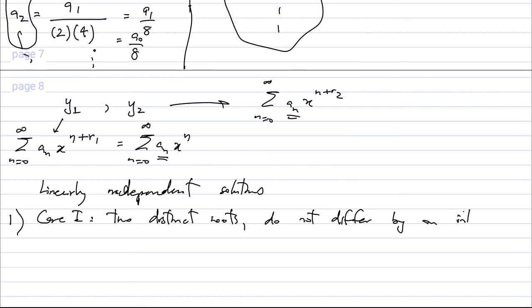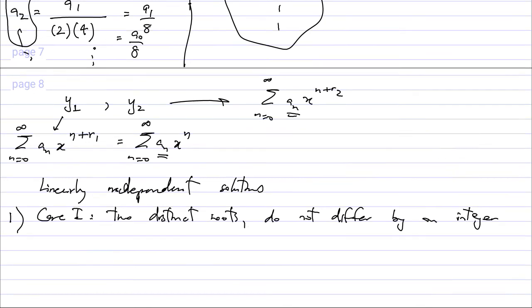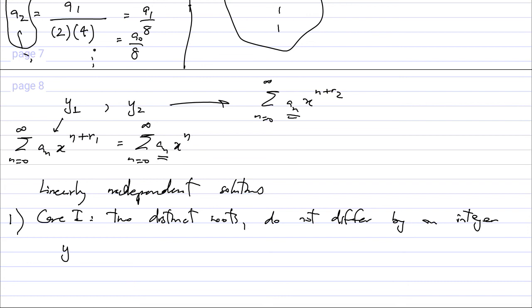So this is exactly the case that we were doing above, because one root was 0, the other root was 2 by 3, and the difference between them is not an integer. In this case, you are guaranteed that both solutions, y1 and y2, will be of the form of an infinite series, of the form essentially the sum of a_n (x minus x naught) raised to the power n plus r.